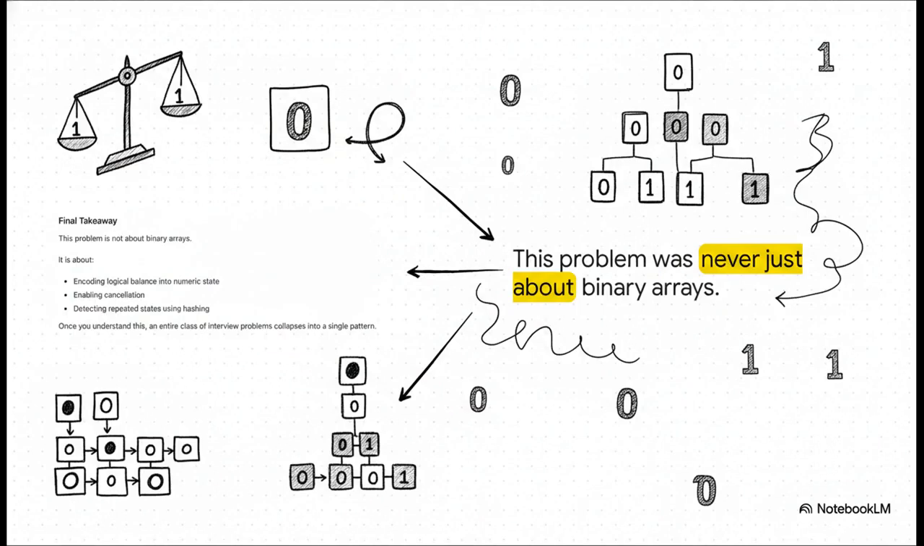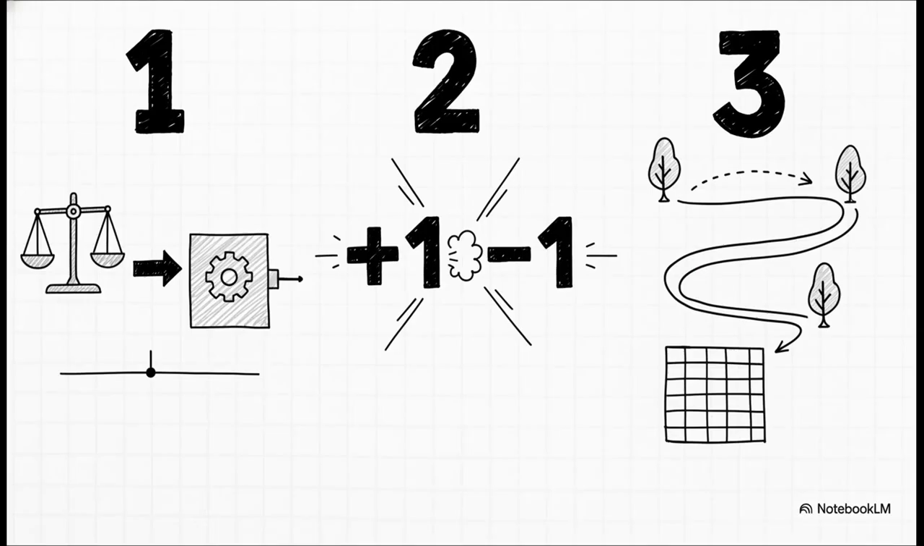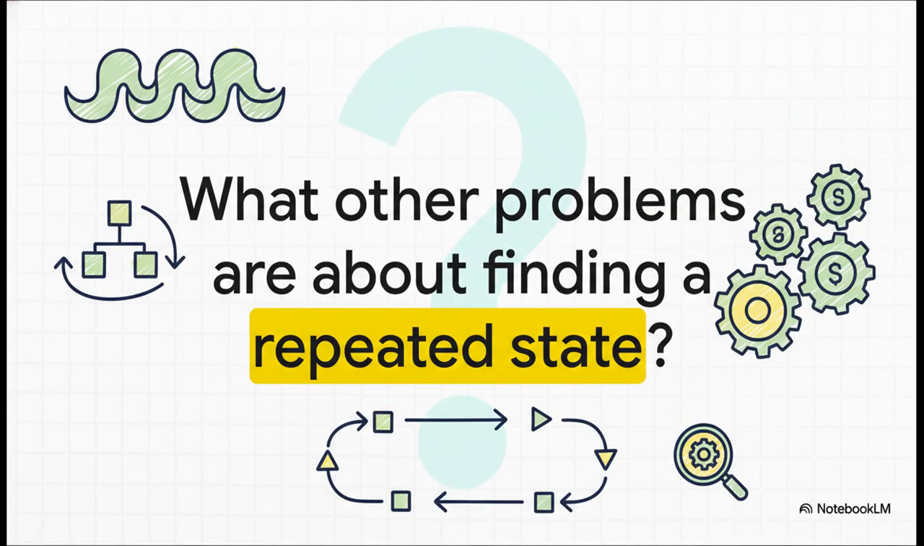And this brings us to the most important takeaway of all. This problem was never really about zeros and ones. That was just the disguise. The real lesson is this 3-step pattern that you can use on tons of other problems. Step 1. Find a way to encode a logical idea, like balance, into a number, like our running sum. Step 2. Make sure that encoding allows for cancellation, like our +1 and -1 did. And step 3. Use a hash map to efficiently detect when you've returned to a state you've been in before. Once you have this pattern in your toolkit, a whole class of problems just clicks into place.